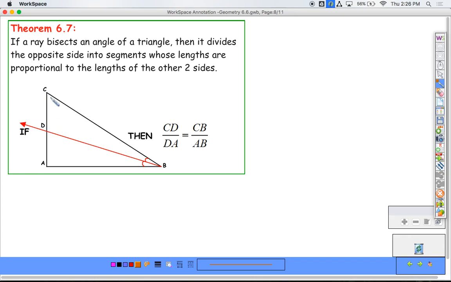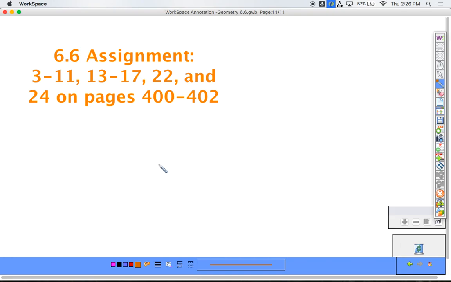And we can say CD over DA equals CB over AB. But again, you can also do CD over CB equals DA over AB. That works as well. That's just rewriting or flipping your diagonal, if you will. So you're using all those theorems today.